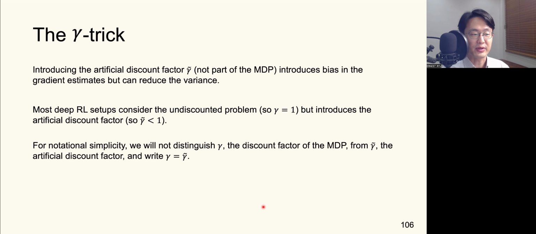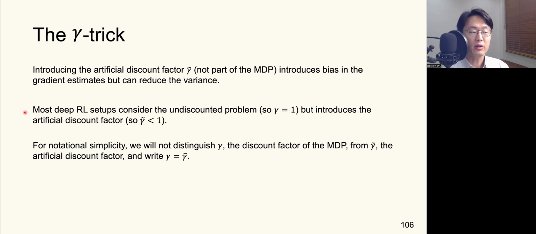This artificial discount factor, gamma tilde, introduces bias in the gradient estimates, but it can reduce the variance of the biased stochastic gradients. In fact, in most deep RL setups, people usually consider the undiscounted problem. If you consider a setting where you play a video game where you want to win the game, then if you use a discount factor, people have observed that the agent behaves in a bit myopic way. But sometimes when you play a video game, you want to plan things ahead and get the good reward much later, so that you maximize your reward or maximize your probability of winning.